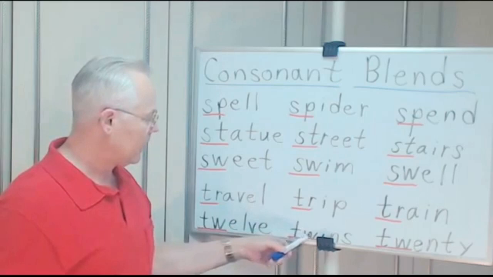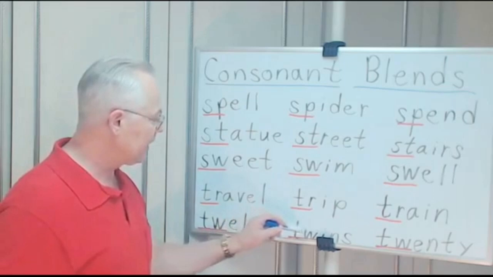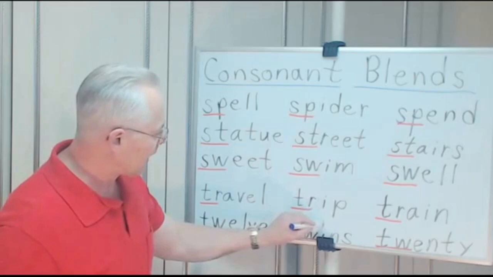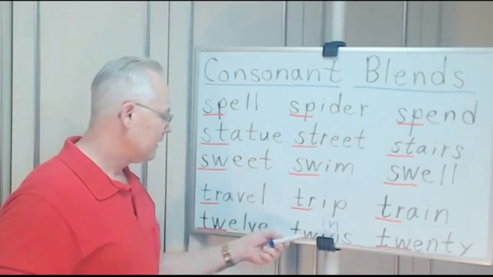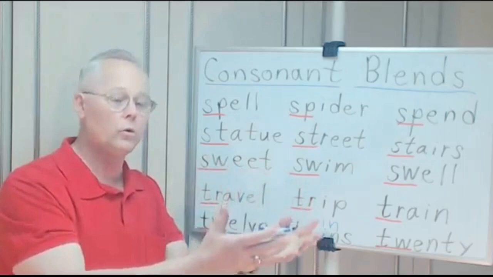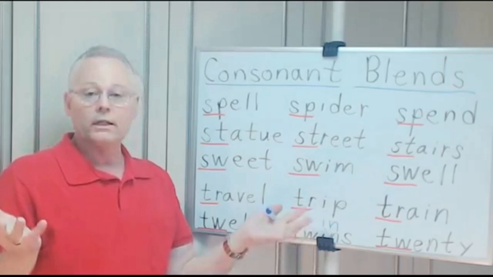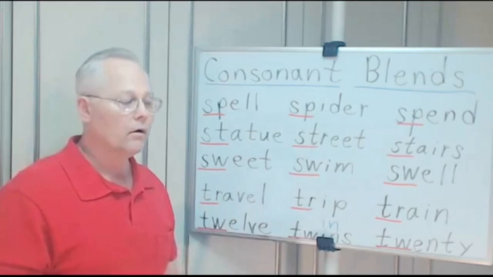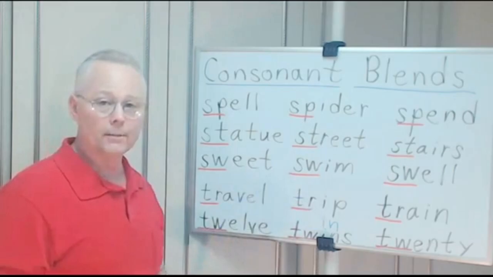I-N. Can you see that? I-N-S. Now, we have I-N. All right? T-W-I-N-S with the S. Twins. Two of something that are the same. Perhaps you know someone who is a twin. They have a twin brother or a twin sister. It means they were born at the same time, basically, right? There are identical twins. There are, what do they call them, fraternal twins. So, twins, two of something.